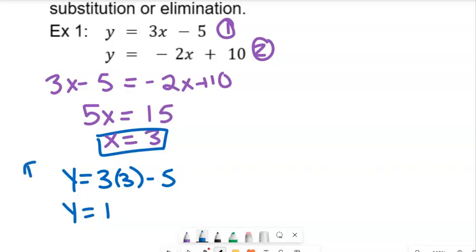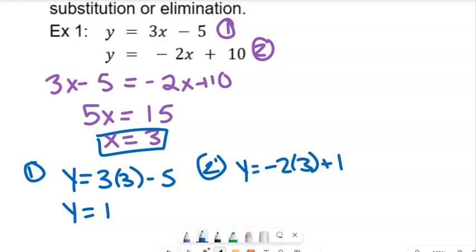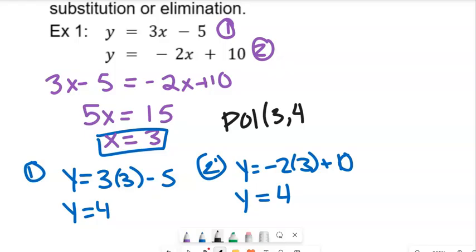So that was it in 1. Let's double check it in 2. Negative 2 times 3 plus 10. Oh, shoot. And it's a good thing here because I wrote that totally wrong. Negative 6 plus 10 is 4. Therefore, my point of intersection is happening when x is 3 and y is 4.